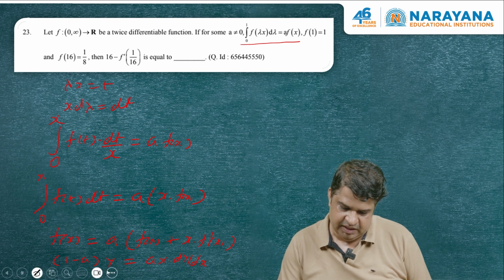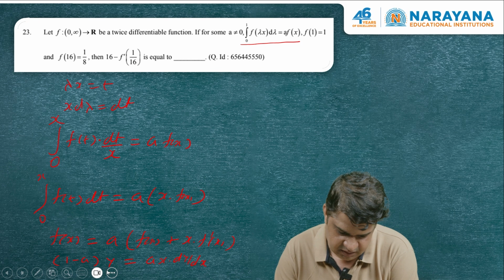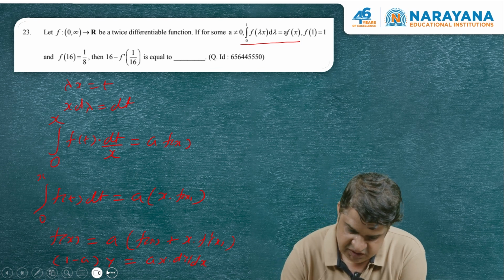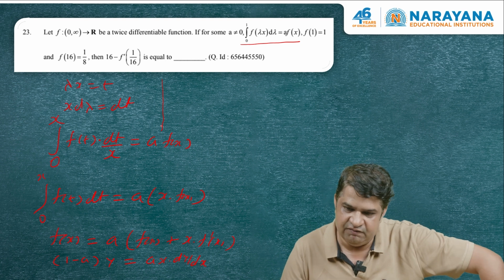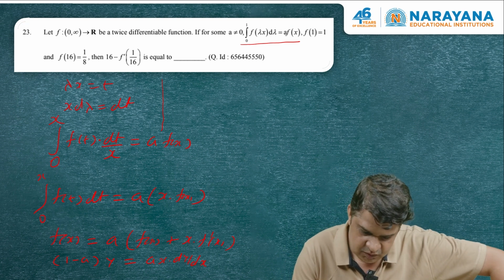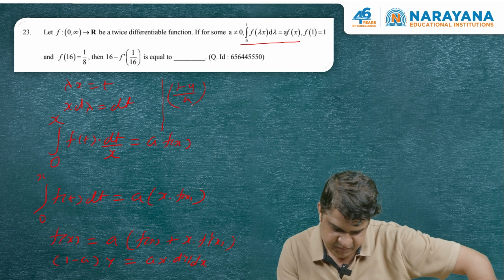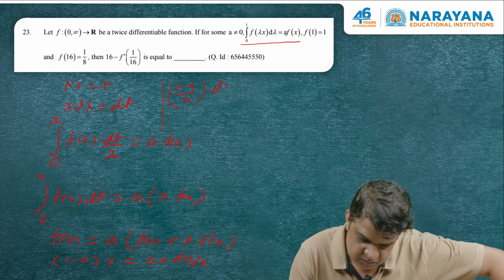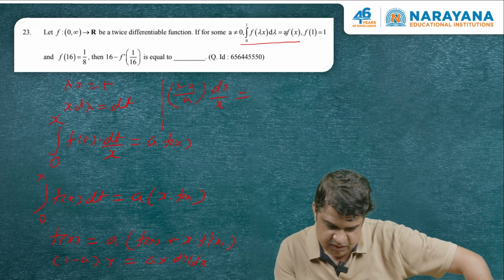1 minus a times y equals a x dy by dx, fine. So, basically now what is our differential equation after variable separable? So, it is (1 minus a) by a dx by x equals to dy by y.